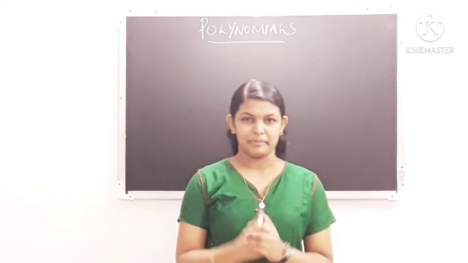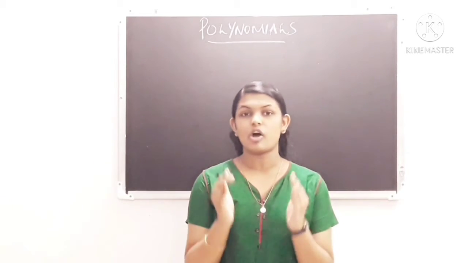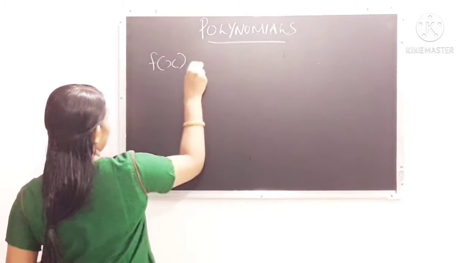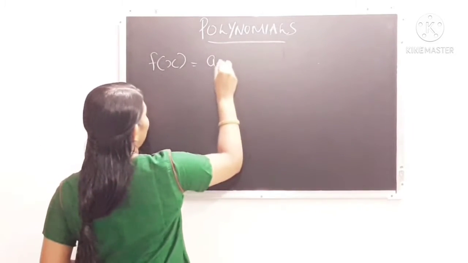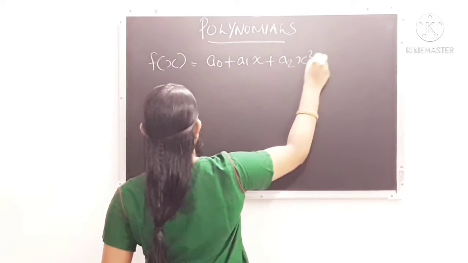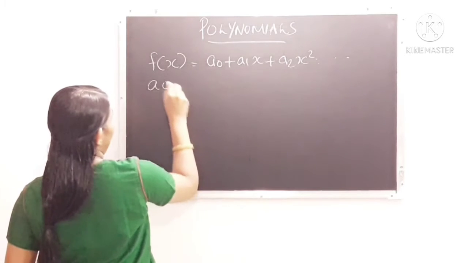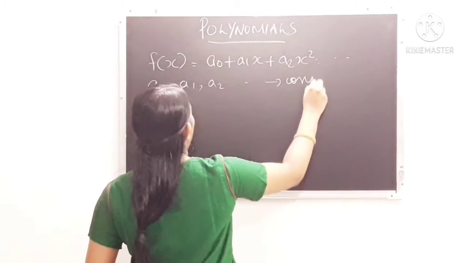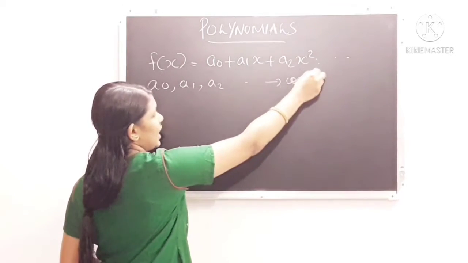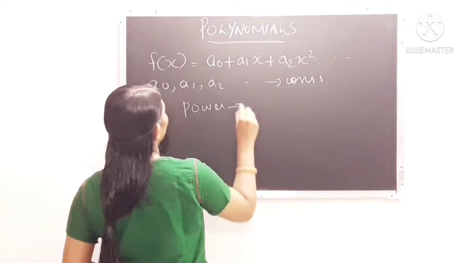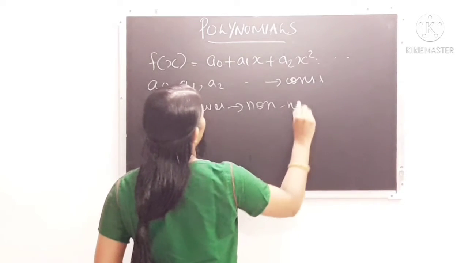What do you mean by polynomial? A polynomial is an algebraic expression which can be written in the form f of x equals a0 plus a1x plus a2x square etc., where a0, a1, a2 etc. are constants, and the power of the variable in all these terms will be a non-negative integer.